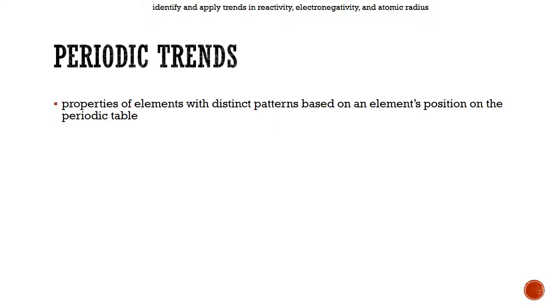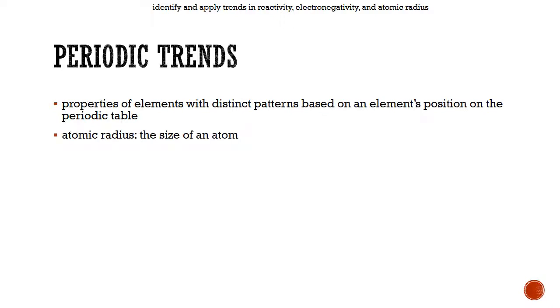So all of these examples that we're looking at today are known as periodic trends. A periodic trend is simply any property of an element that has distinct patterns based on an element's position on the periodic table. The three that we will look at today, you can see there above in the learning target: reactivity, electronegativity, and atomic radius. We'll define each of those here.